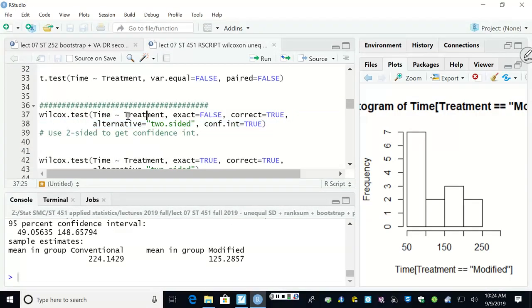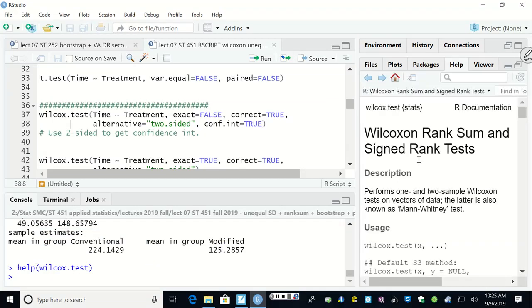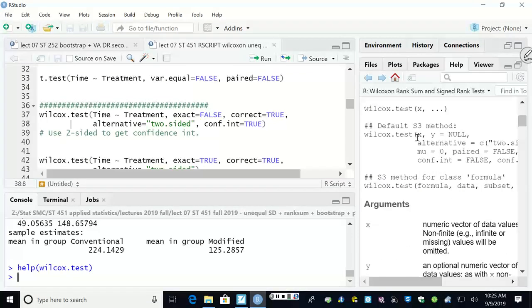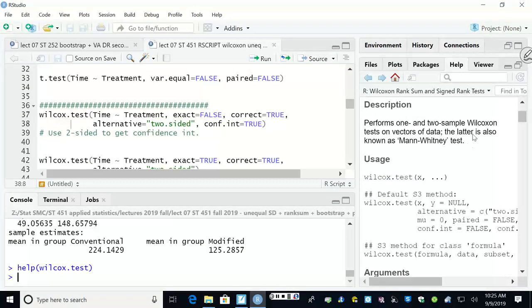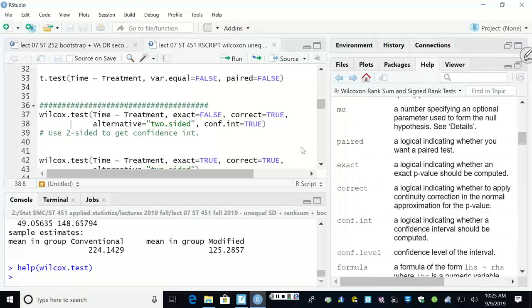Right? But there's the Wilcox test, this Wilcoxon rank sum test, built into R. Right? There's a wilcox.test. Time is a function of treatment. And it has a few options. You don't necessarily have to give all those options in there. You can do help on these different commands. So rank sum and signed rank test, the 1 and 2 sample. The 2 sample is also known as Mann-Whitney. So we have X and Y, and then it has some different options that can be there.